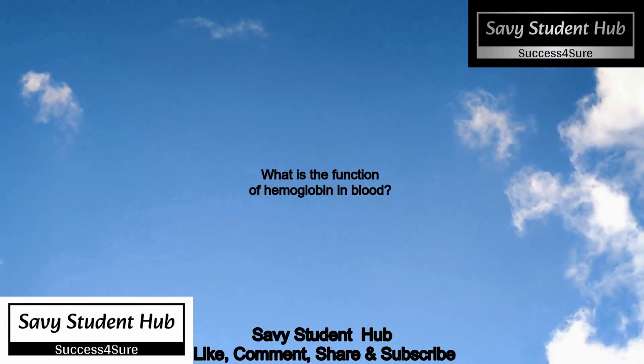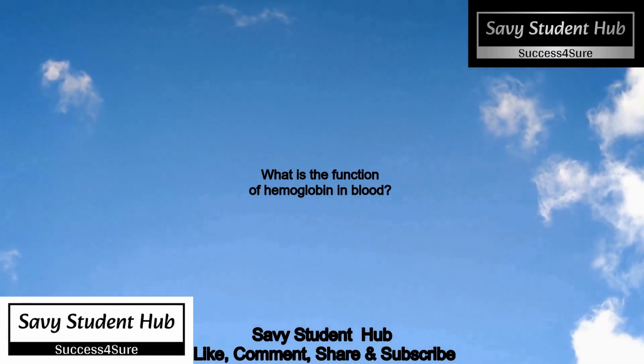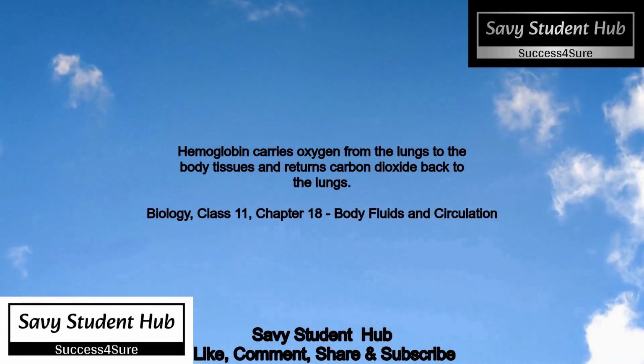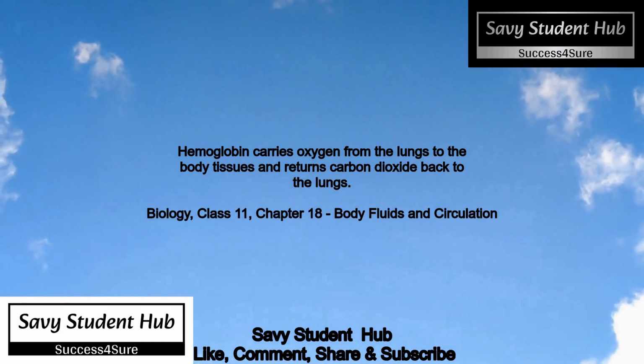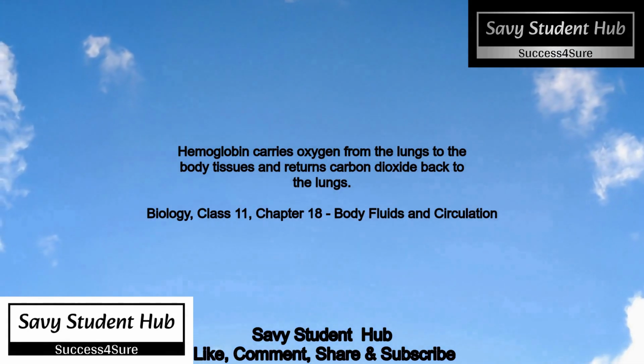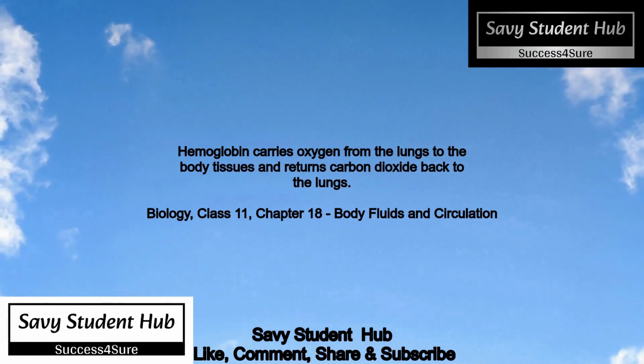What is the function of hemoglobin in blood? 3, 2, 1, 0. Hemoglobin carries oxygen from the lungs to the body tissues and returns carbon dioxide back to the lungs.